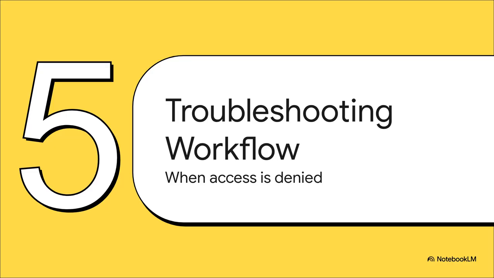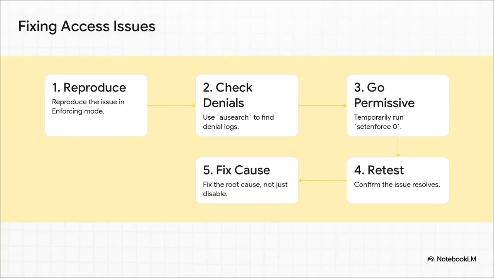Okay, let's put all this theory into practice. Imagine this. You've just set up a new web server. You're trying to view a page and you get that dreaded permission denied. You check chmod, you check the file owners, everything looks perfect. So what do you do now? Here is the exact workflow to follow. Step 1, make sure you can reliably make the error happen again. Step 2, check the audit logs. Use a command like ausearch to look specifically for SELinux denials. The logs will tell you what's wrong.